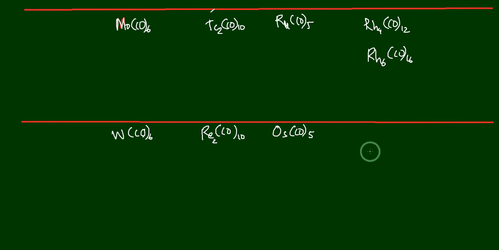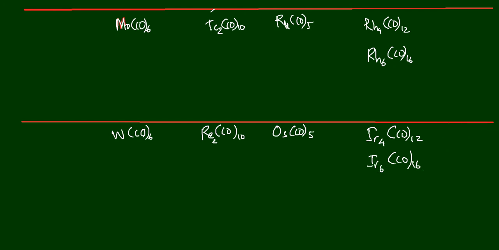And iridium is also giving the polynuclear complex. For example, Ir4(CO)12, just like Rh4(CO)12. And it is also giving Ir6(CO)16. So very easy to remember, Rh6(CO)16, Ir6(CO)16.